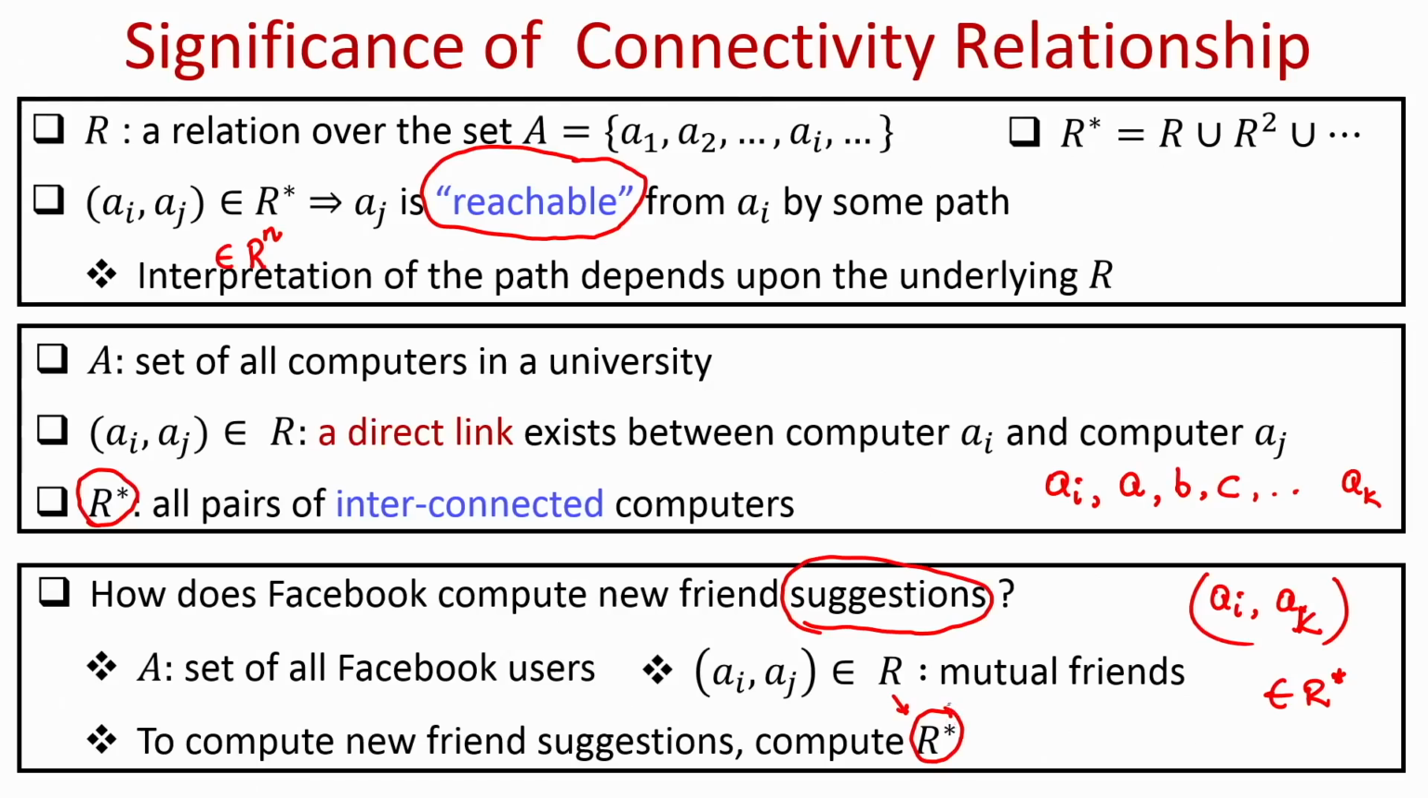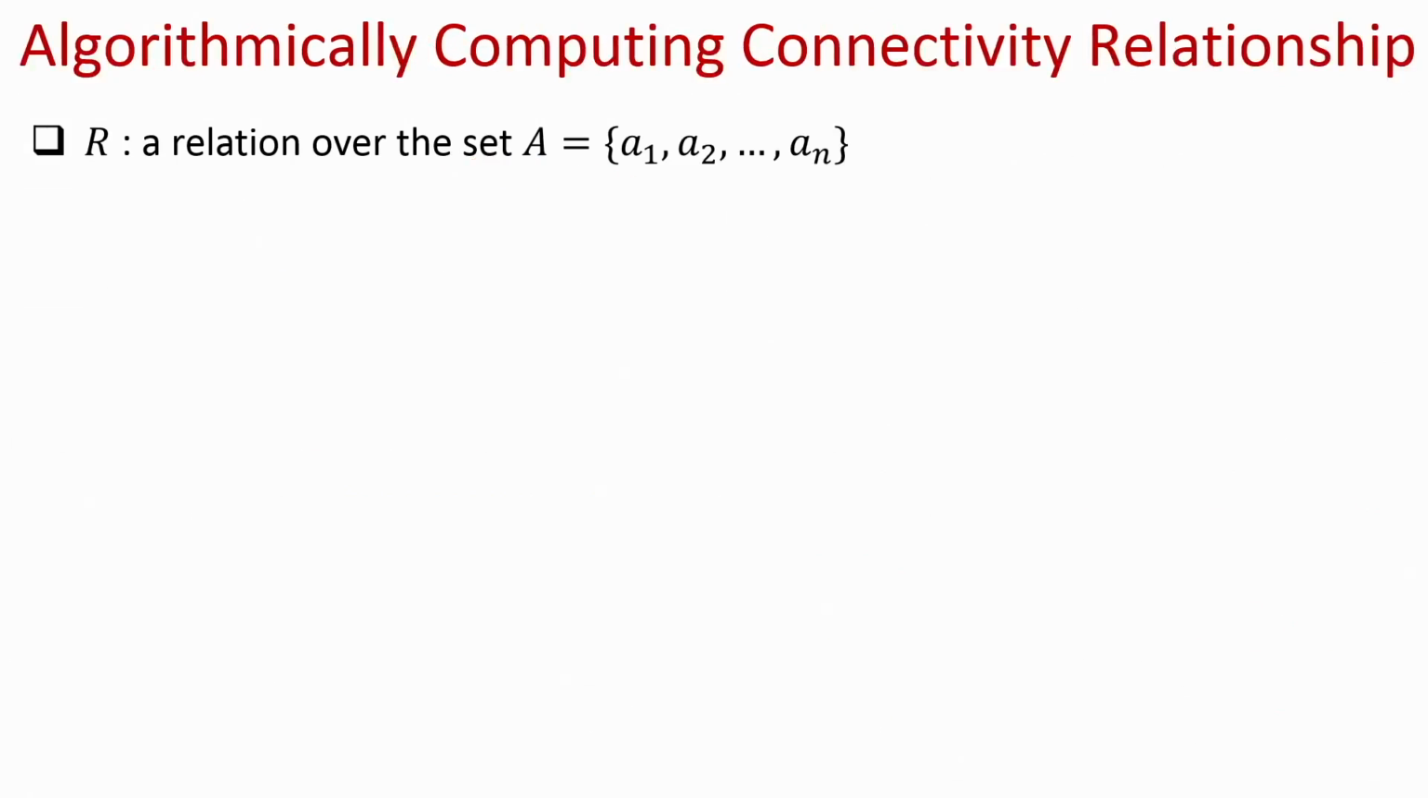And to do that, the Facebook algorithm has to construct the connectivity relationship of this relation R. Okay. So, this connectivity relationship has got a huge amount of significance. Now, the question is how we algorithmically compute this connectivity relationship.